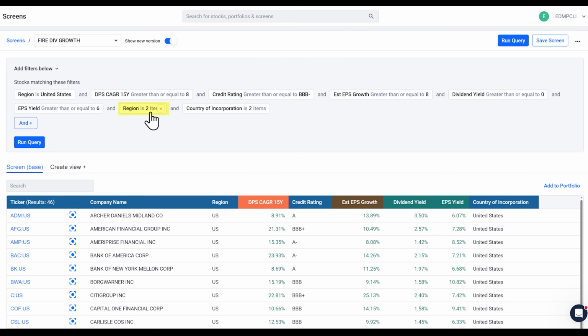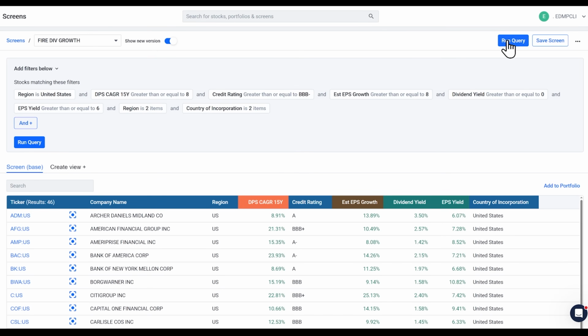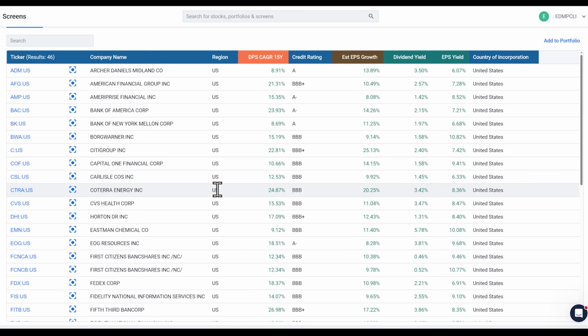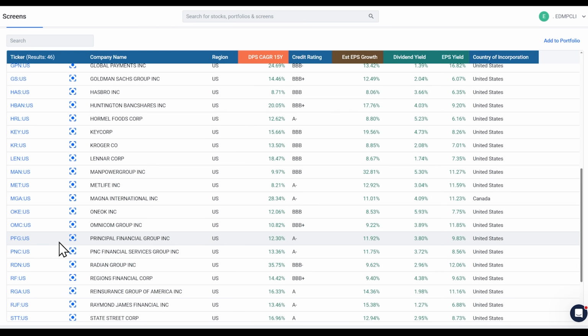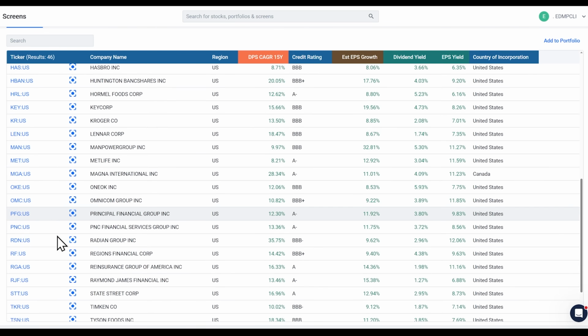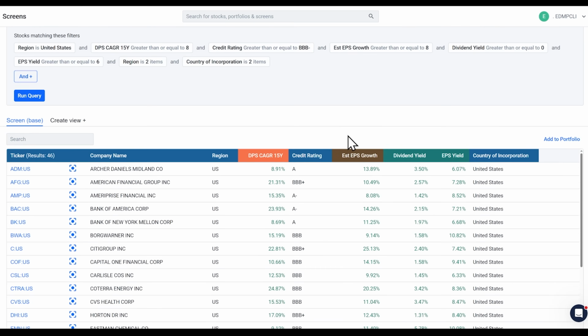And then I stuck to the regions of U.S. and Canada and the country of incorporation of U.S. and Canada. Okay, now I run the query. I've already done it, obviously, and I came up with 46 names. And these are, many of them would be recognizable, what I'll call high-quality dividend growth stocks.